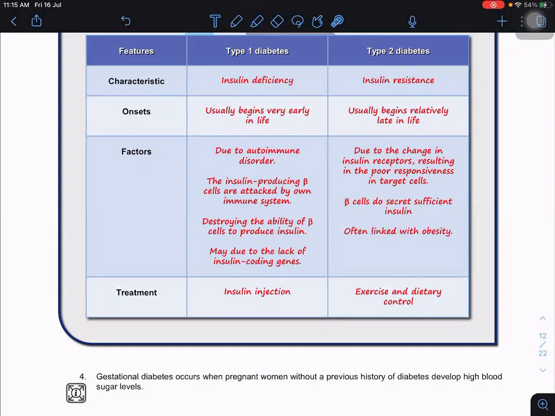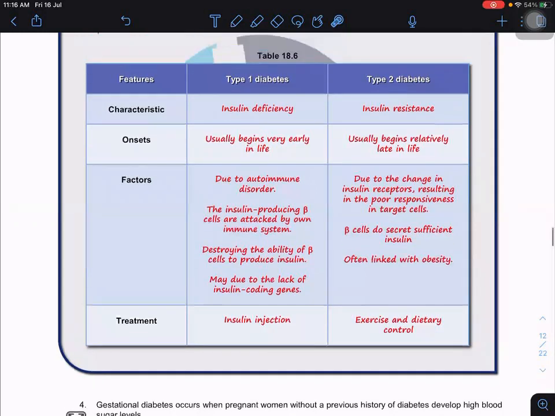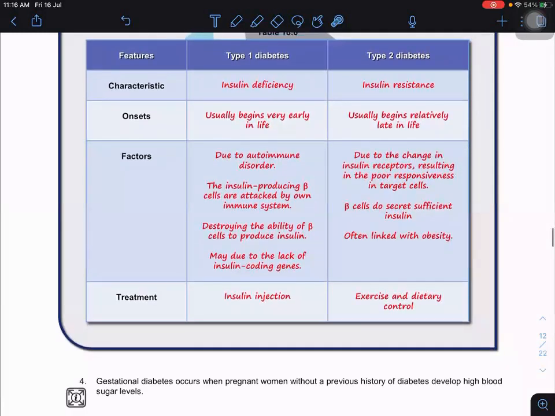So one of the ways is exercise and dietary control. Exercise means that we try to absorb more glucose into the muscle cells, the cells that we need. So when you exercise, you use up the glucose. With dietary control, basically you get less glucose in your diet. Okay, so that's the difference between type 1 and type 2 diabetes.